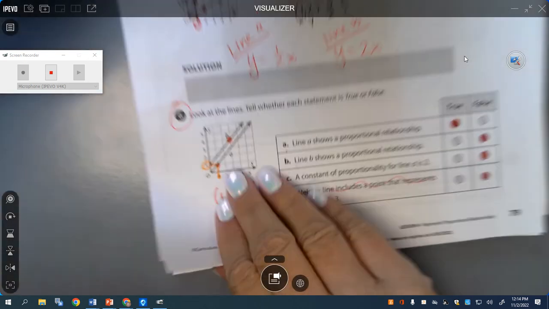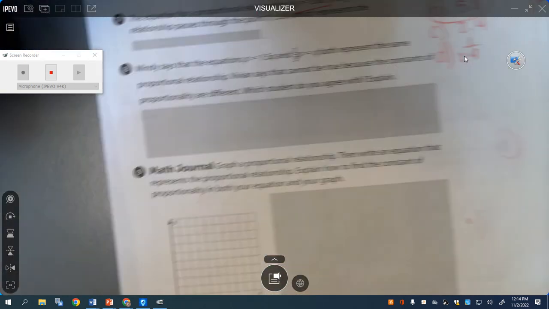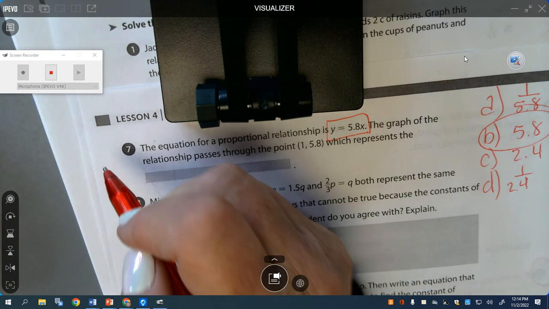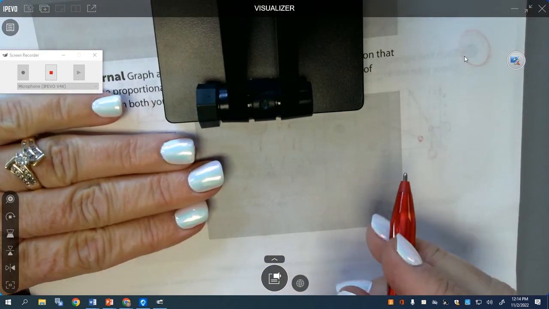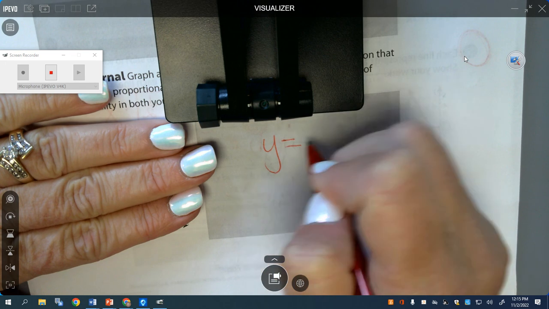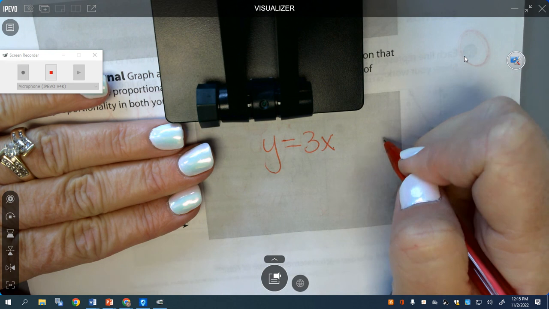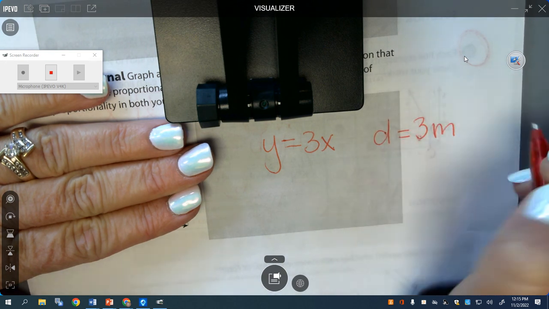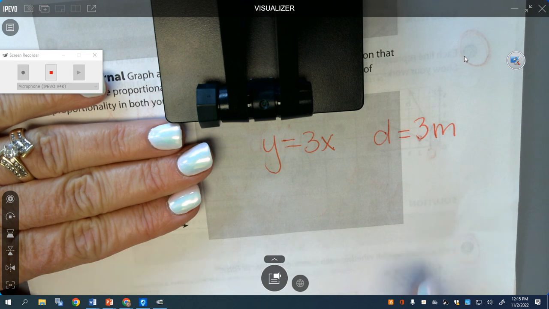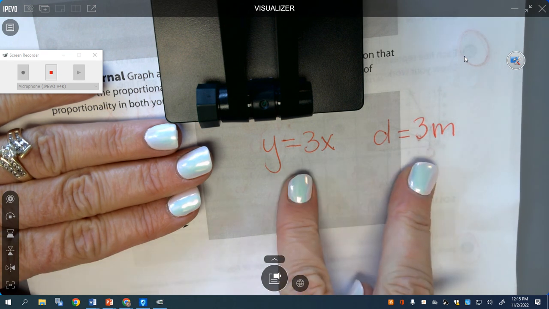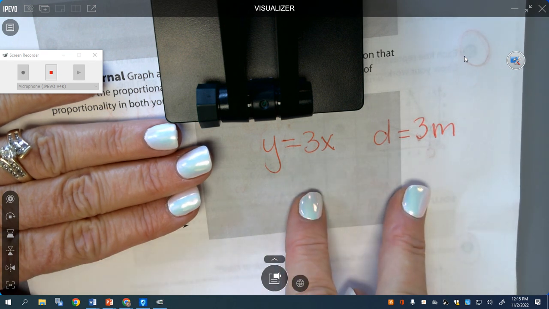All right, the last one that I want to show you guys is this one right here. This is going to be similar to a problem that you guys will see, but it's not exactly the same. In fact, I'm going to put one down here. Ready? Okay, ignore all this. If I had an equation, y equals 3x, or maybe I have d equals 3m. Okay, please pay attention. So these are just my variables. It doesn't matter because if you look at both of these equations, they're both proportional.